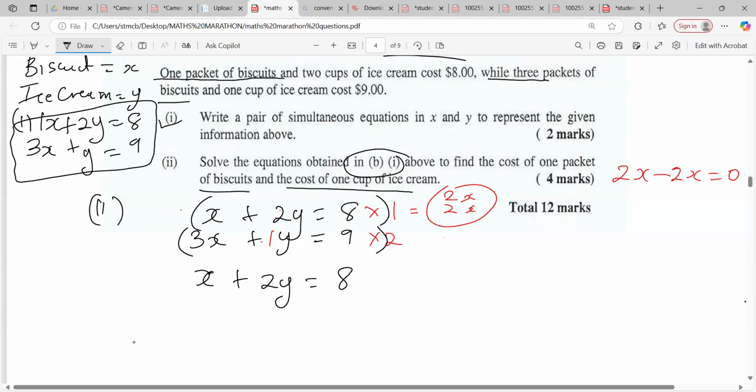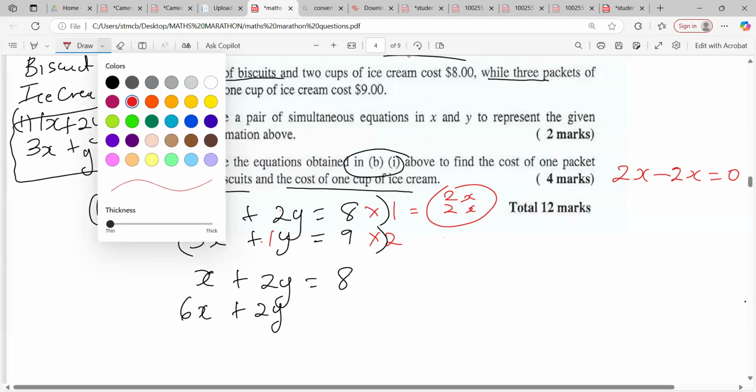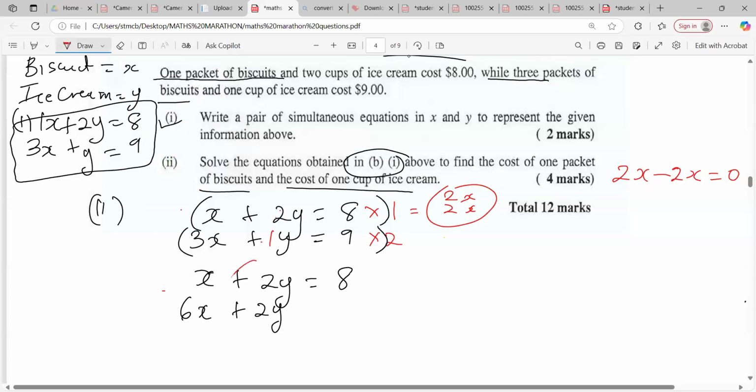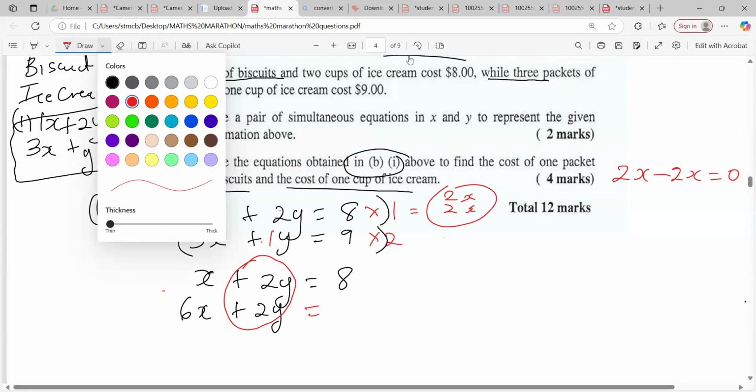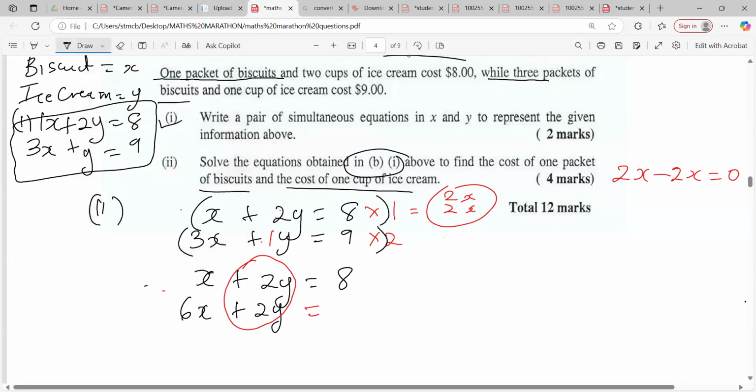Multiply by this. 2 times 3x would be 6x. 2 times 1y would be 2y. So see there, that's the objective. The objective is to get both coefficients of y to be the same, right? So after we get that now, we can match up the rest. So we get the coefficient to be the same, and then 2 times 9, 18.